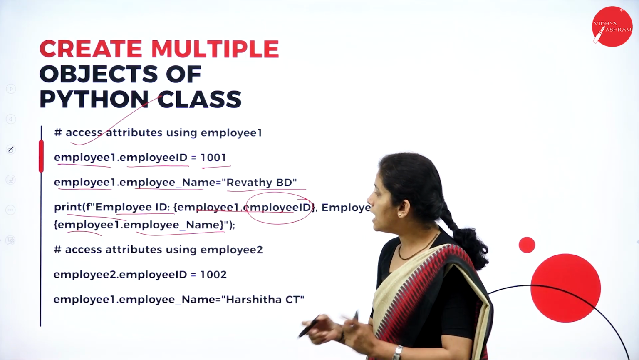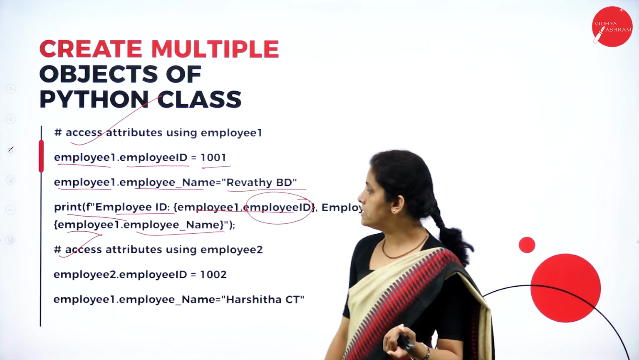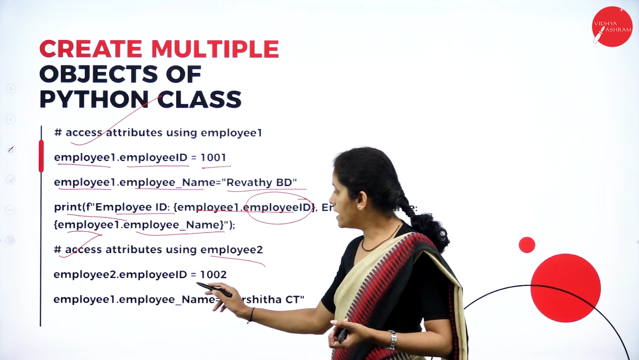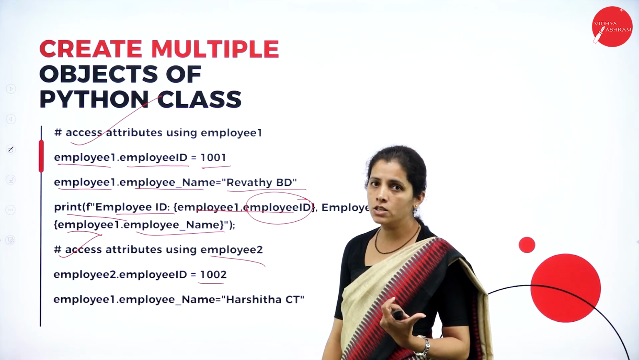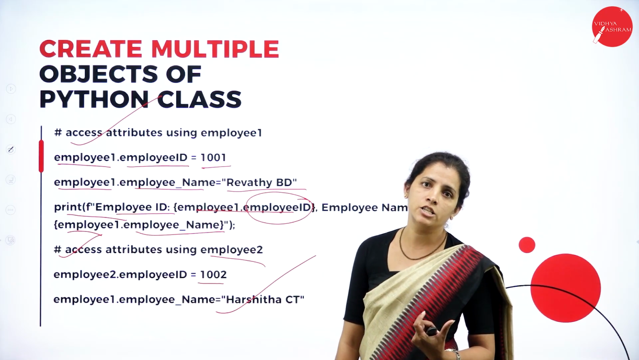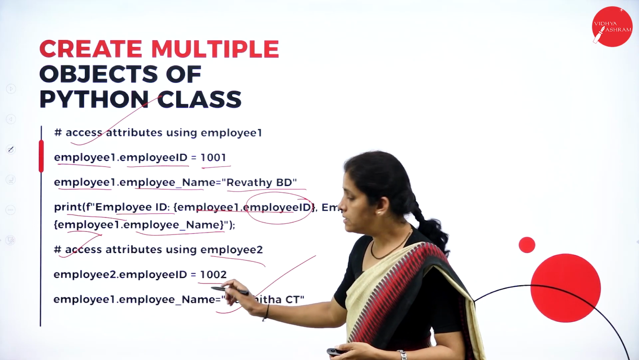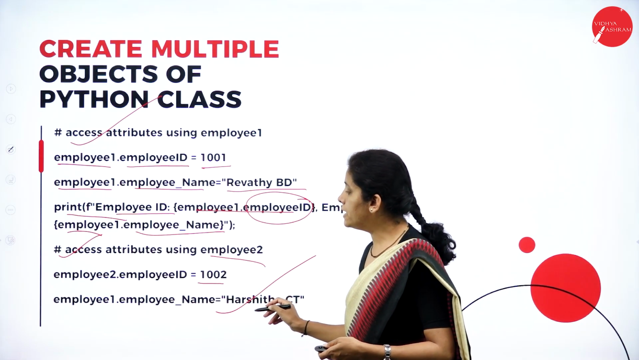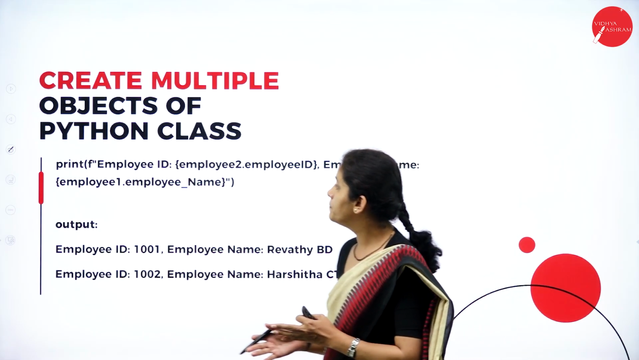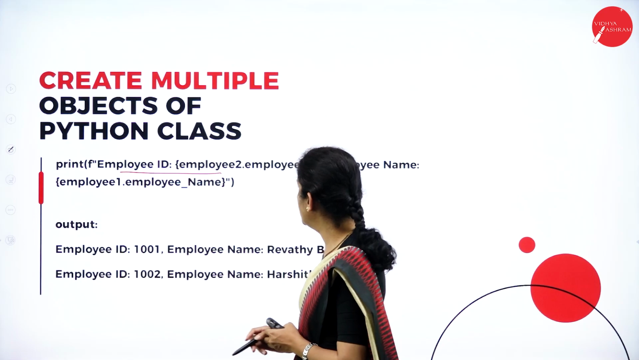Okay, fine. Now see here, I'm accessing the attribute using employee. What is my ID here? That is 1002. Okay, and I'm going to assign the name Harshita CT. Okay, so what is this? It is my ID and it is my employee name. Now see here, I am printing second employee detail.